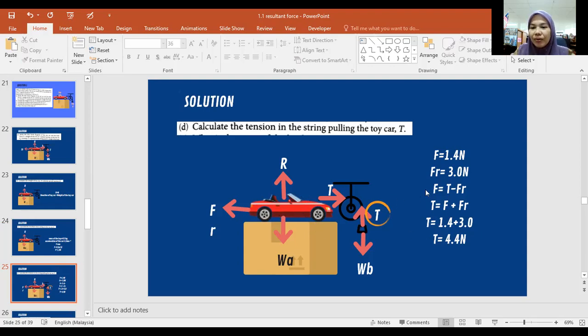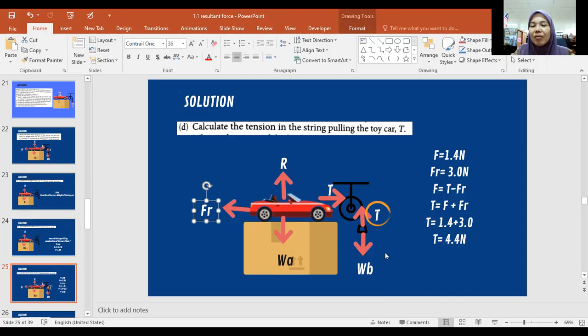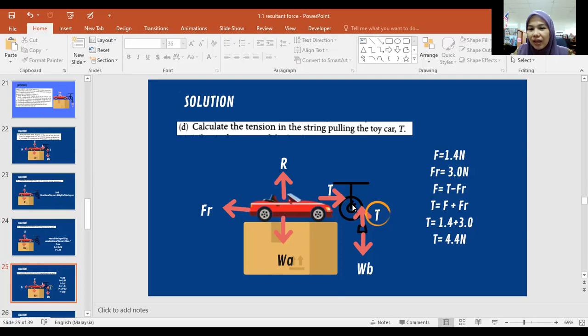Okay, so F resultant is equal to tension. We have two types of force on the horizontal: tension and also friction. If the object is moving with acceleration, that means the object accelerates to the right. The right force is greater than the left force, so we need to minus tension minus friction. Tension is greater because the object is accelerating. That means tension is greater than friction. Resultant force is equal to tension minus friction.